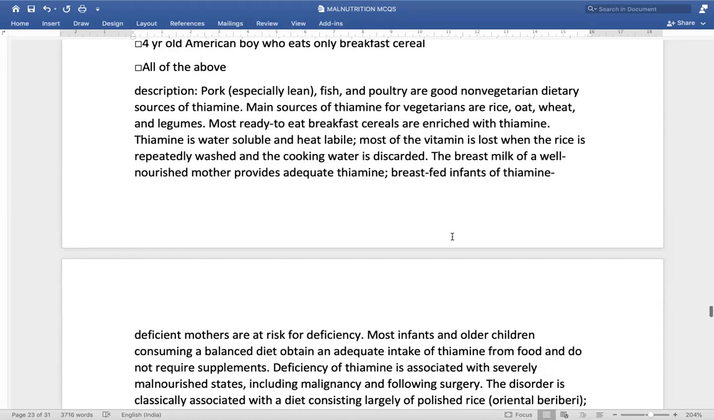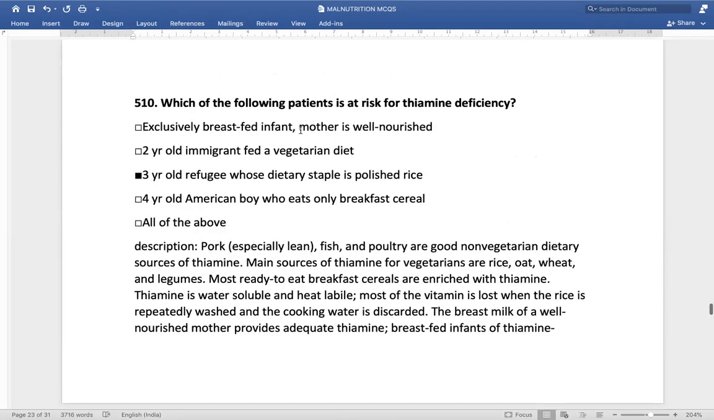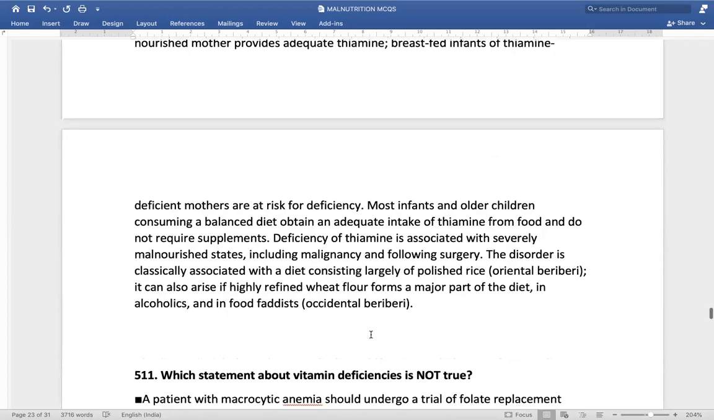Breastfed infants, if the mothers are deficient, if the mothers are not taking supplements, definitely it would have been a risk factor. But here, the mother is well nourished. A well nourished mother is not a risk factor for thiamine deficiency. If the mother is also malnourished, okay, then we can go with it.